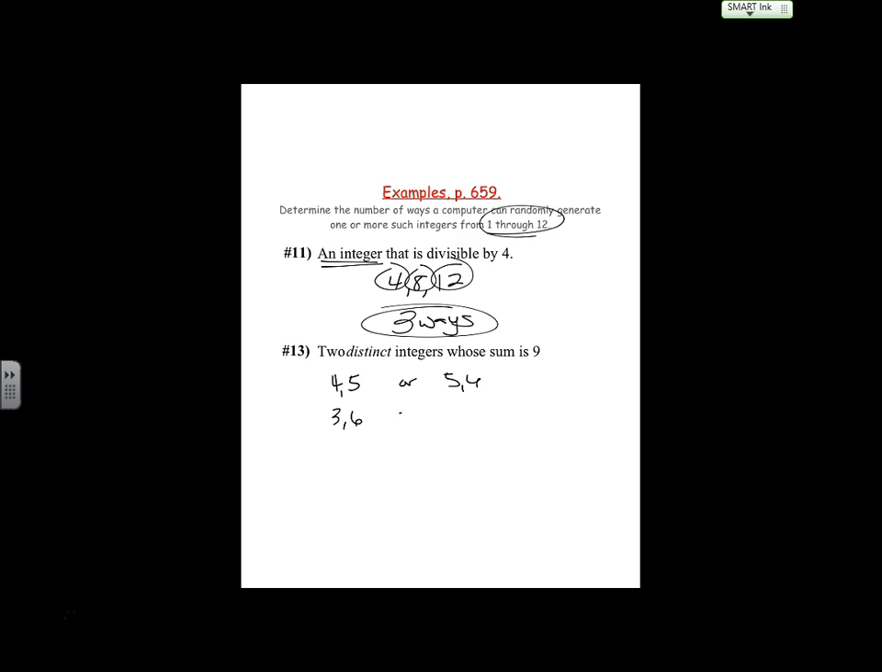We had 3 and 6, or 6 and 3, 2 and 7, 7 and 2. What was the last one? 4 and 5, 3 and 6, 2 and 7, 1 and 8. 8 possible ways.